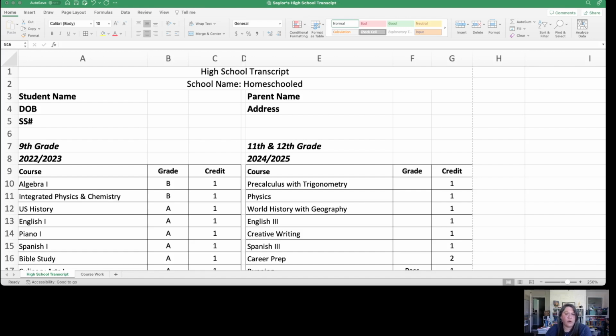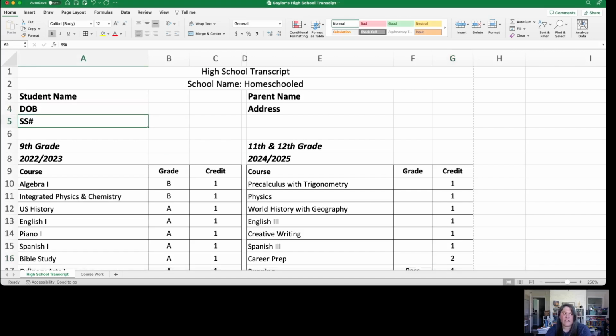Okay, so what you want is to identify what this document is. What are you giving to the college or the employer or whatever? And this is a high school transcript. The school name, just put homeschooled. That's just easy, because that's what they're looking for. They don't need some elaborate name, again, unless you prefer. Then put your student's name, date of birth. I would call and ask if they want the social security number. Some schools are getting away from that, but some still want it. You're going to put your name and your address.